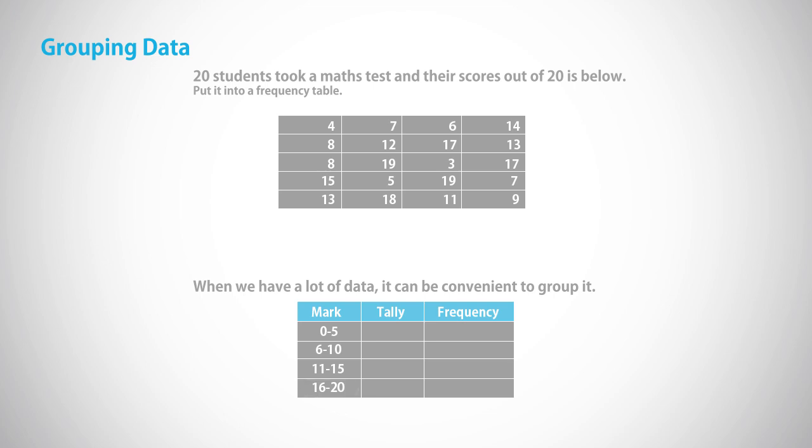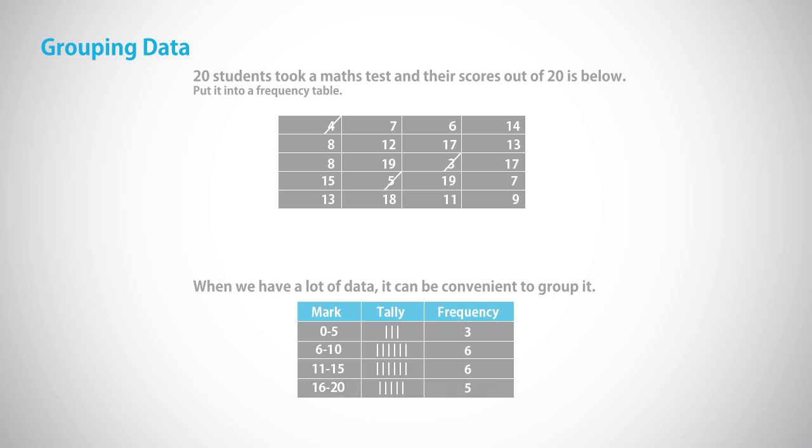So let's have a look at how the tally works. In the area marks 0 to 5, we can see that the score 4, the score 3 and the score 5, marked here, are the only scores in that group. So that gives us a tally of 3 marks, a frequency of 3. If we then look at the next group, 6 to 10, we can see that there are 6 different numbers that are in that grouping. And then in 11 to 15, as you can see, there's also 6, and then 5 between 16 and 20.